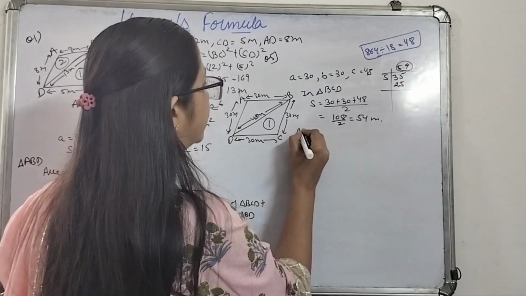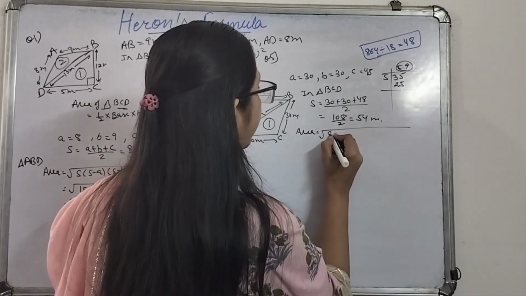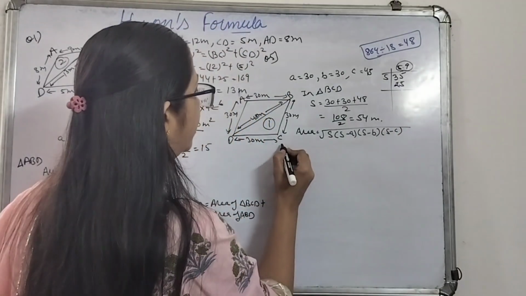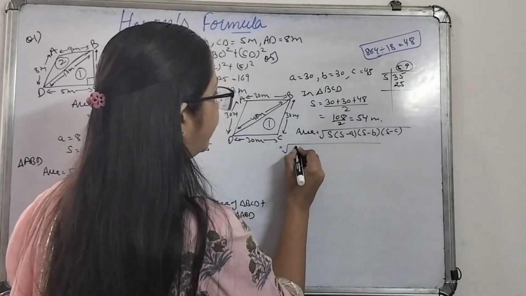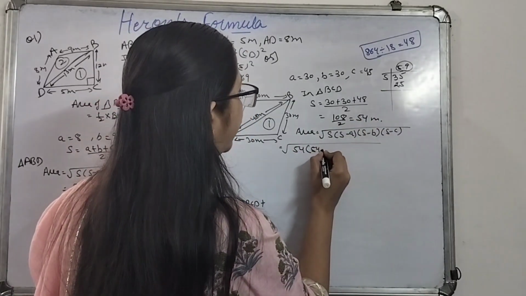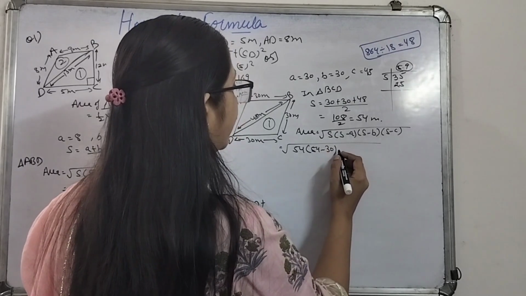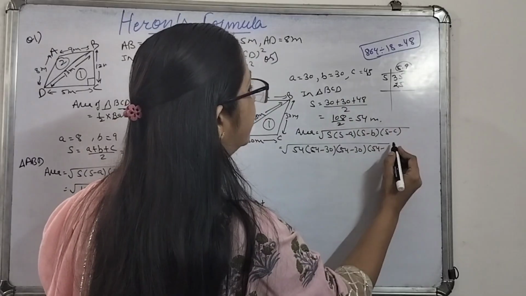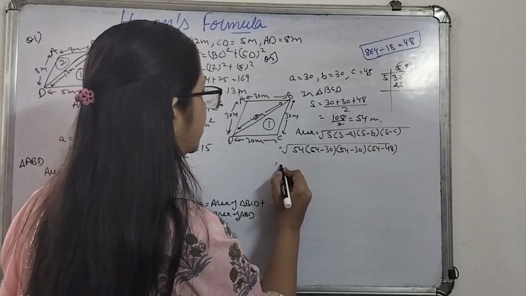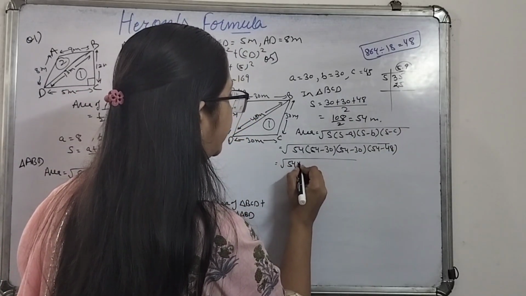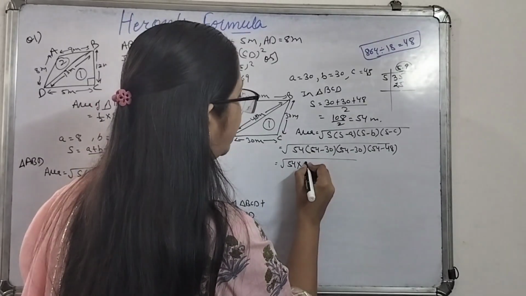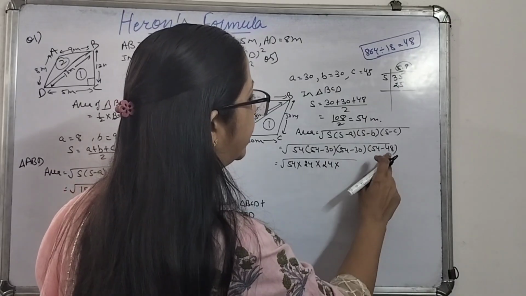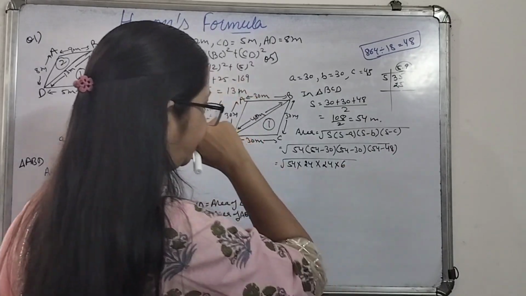Now area is given by root of s into s minus a, s minus b, s minus c. This will be root of s, which is your 54, 54 minus a is 30, 54 minus b is 30, 54 minus c is your 48. So we will be solving it further. It will be 54 multiplied by 54 minus 30, which will be 24, 54 minus 30 will be 24, 54 minus 48, 6 it is.